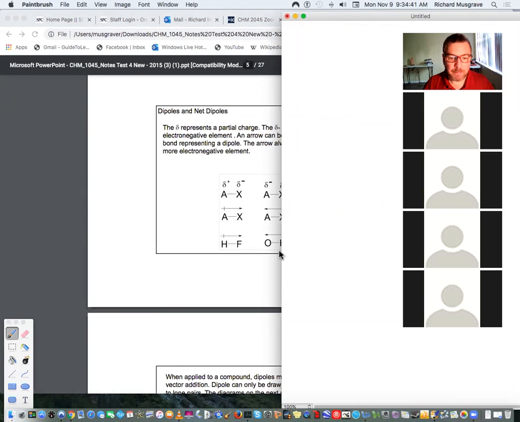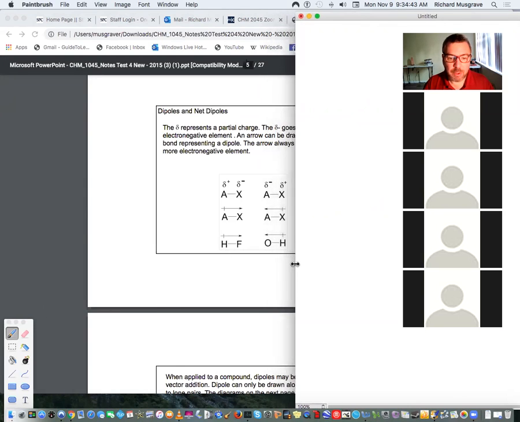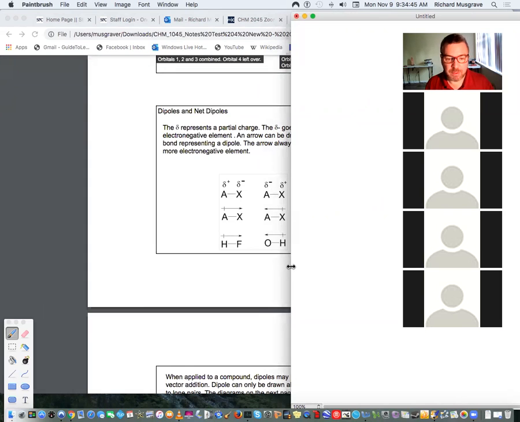is that the electrons will always be attracted to the side that has, or the atom has, the greater electronegativity. So let's say I've got those two examples down the bottom here, H and F. Let's have a look at those. Now we know that F is the most electronegative element.